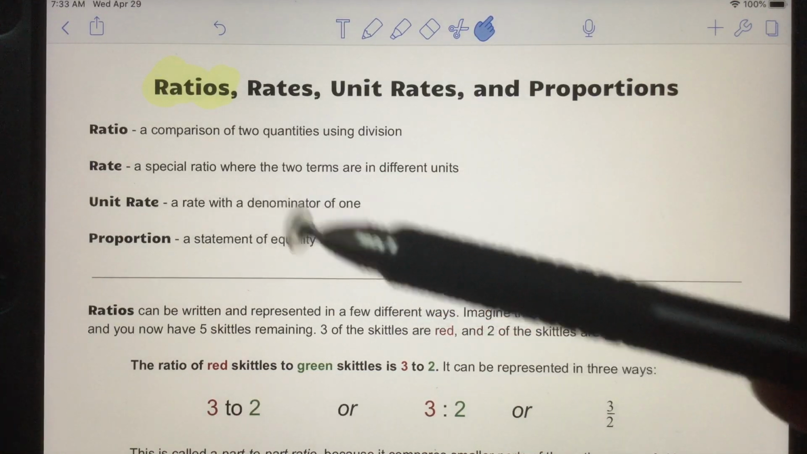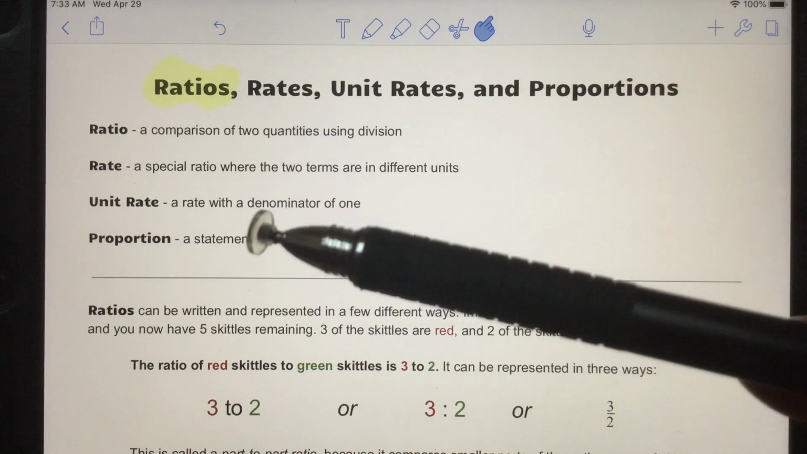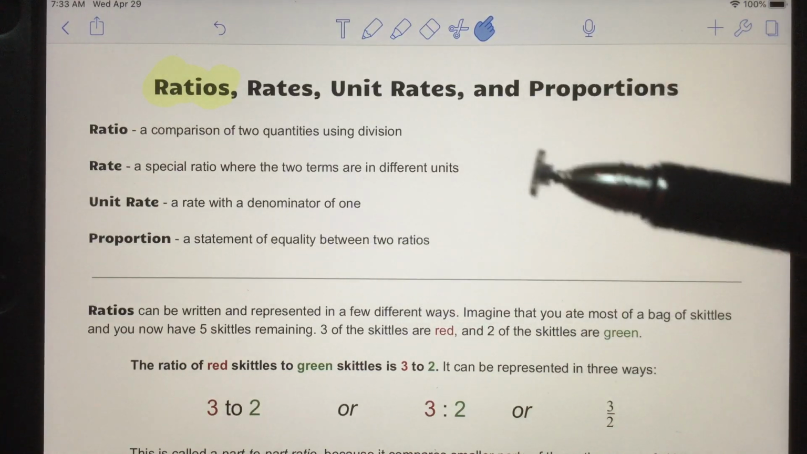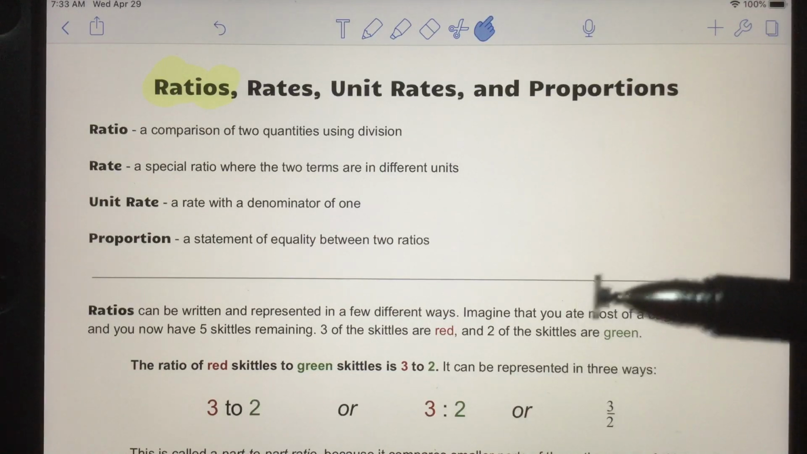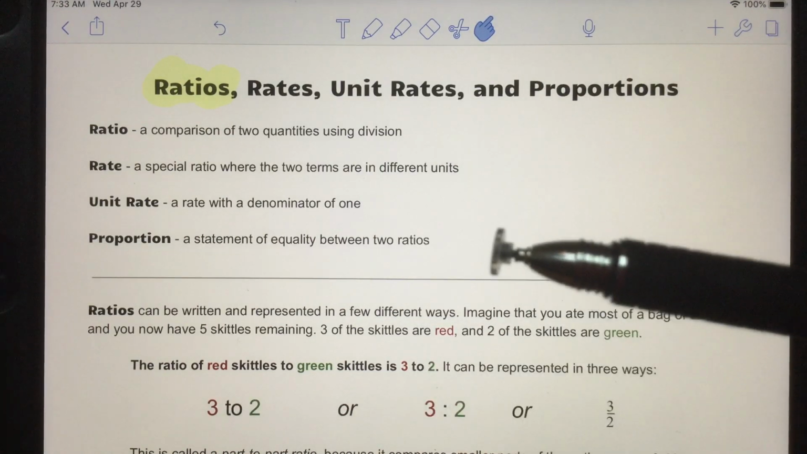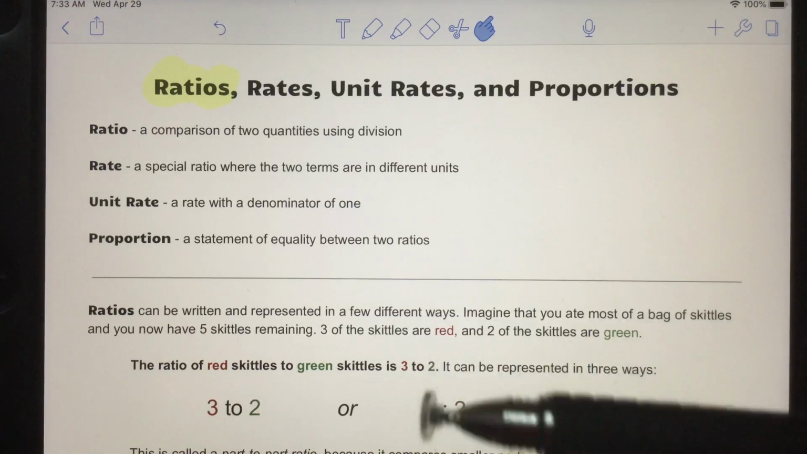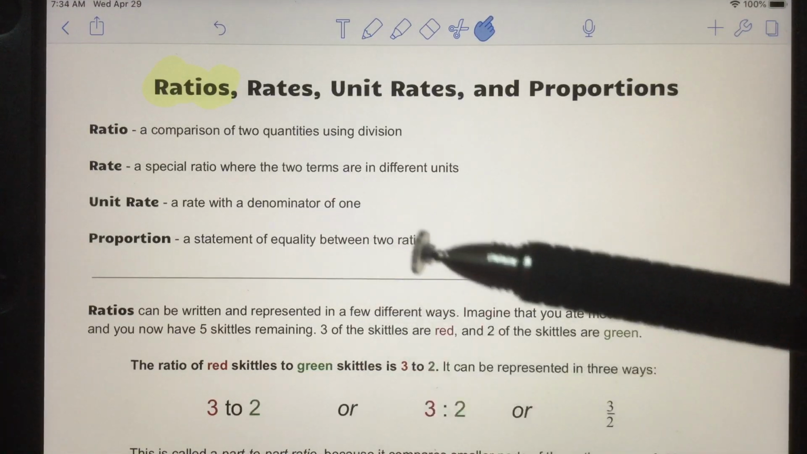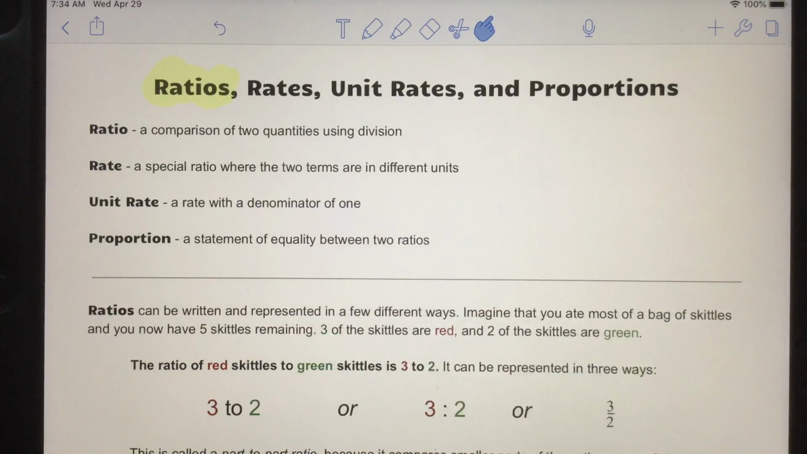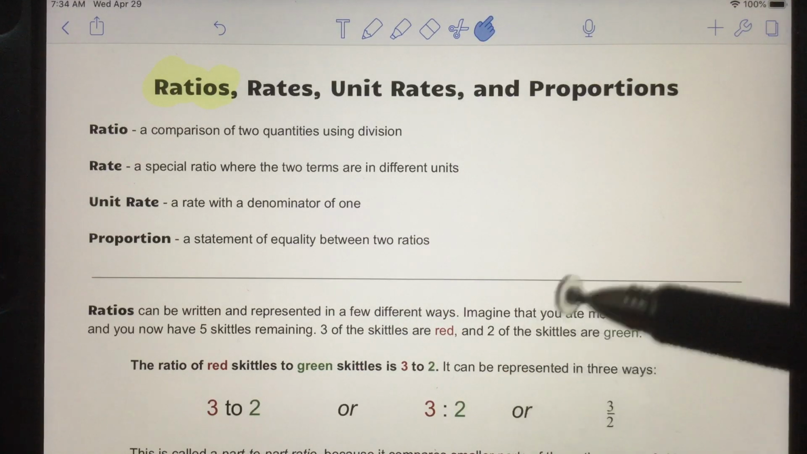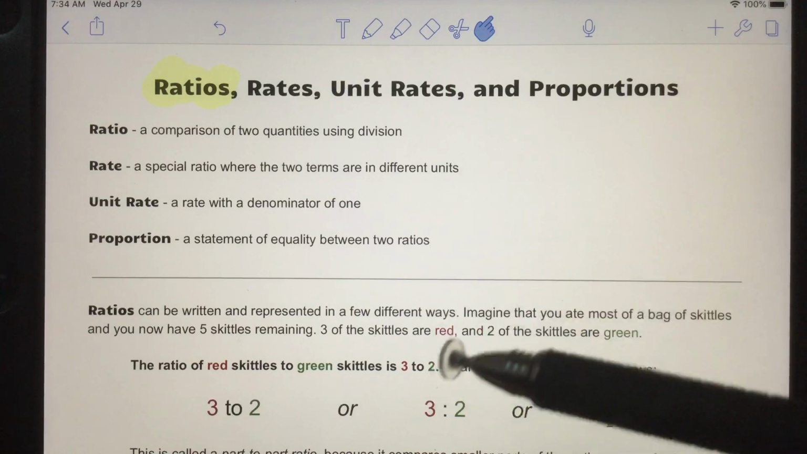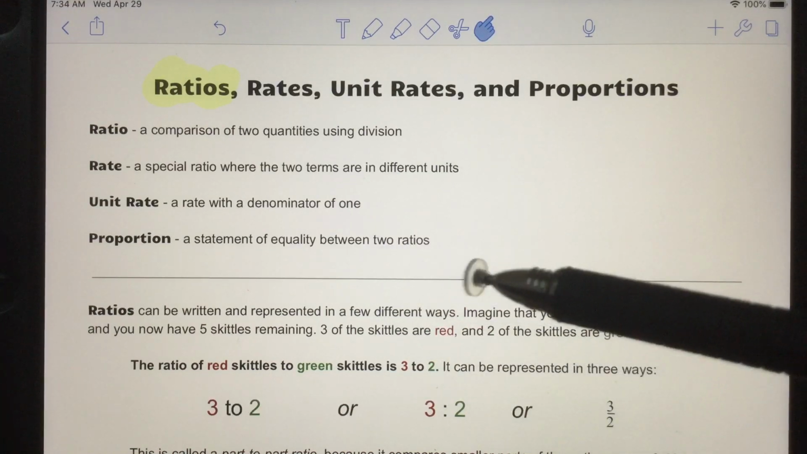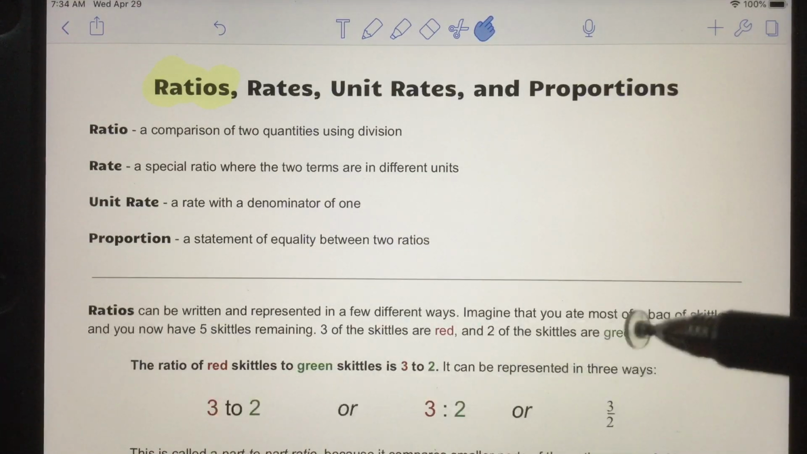And a unit rate is that special rate with a denominator of 1. Like on the signs along the side of the road where it would say 55 miles per hour or 25 miles per 1 hour, with a 1 as our denominator, that's our unit rate. And then a proportion is a statement of equality between two ratios, and that's where the fraction piece really comes in handy, because we could start talking about equivalent fractions, and that's really all a proportion is, and we know a lot of strategies for making equivalent fractions.